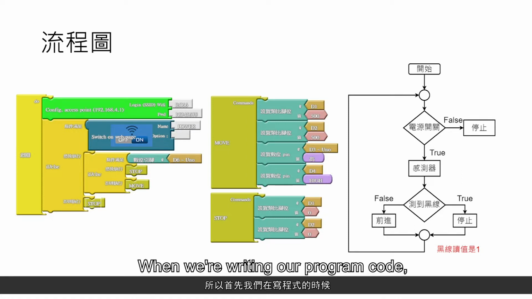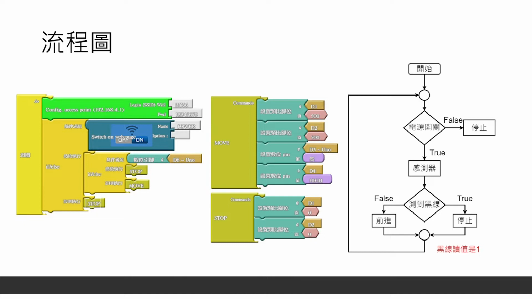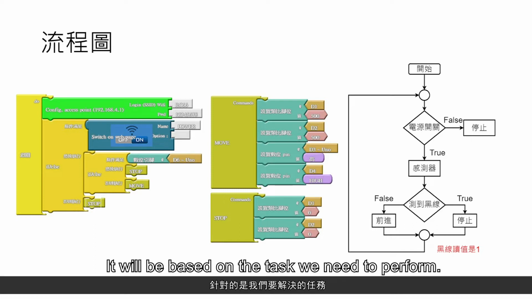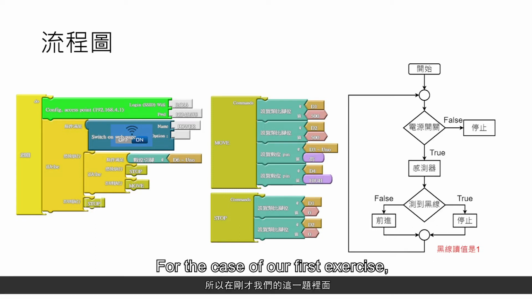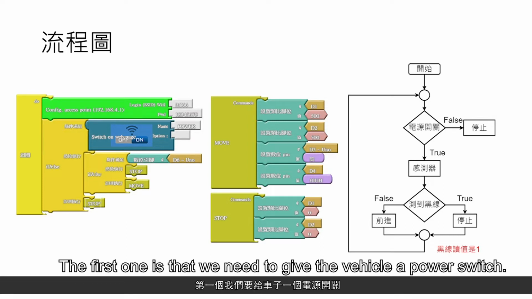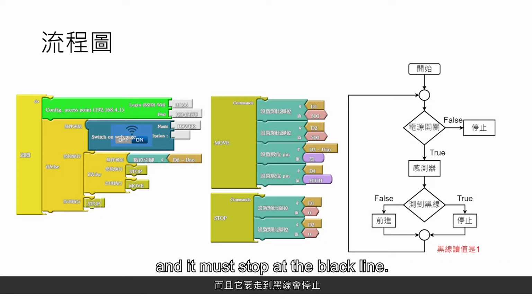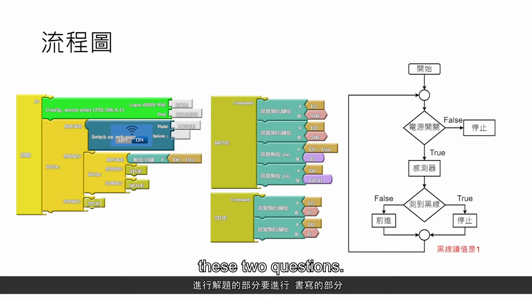When we're writing our program code, we must first determine the order of our flowchart. What will the decision of the order be based on? It will be based on the task we need to perform. For the case of our first exercise, there are two main problems to solve. The first one is that we need to give the vehicle a power switch. The second one is that we need to make the vehicle move forward and it must stop at a black line. When writing the flowchart, we need to solve for these two questions.